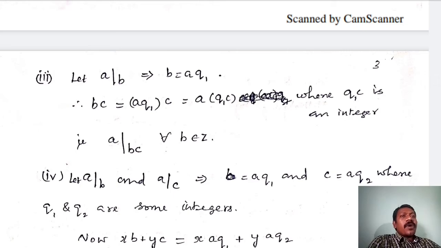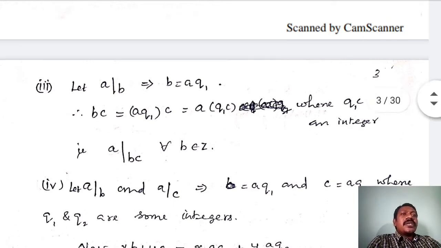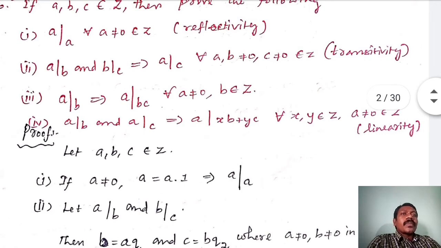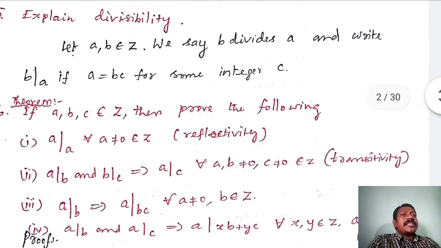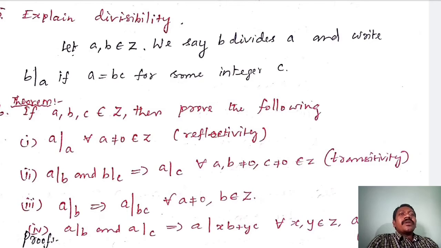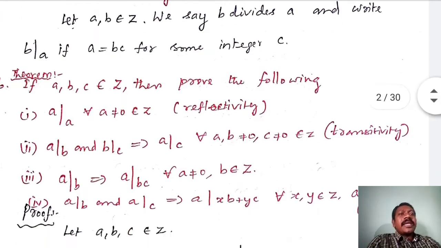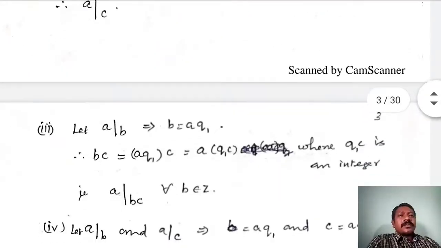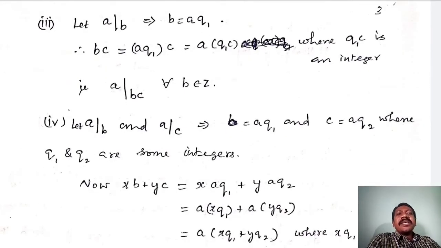Here it is in the format of the definition: if b divides a, then a equal to bc. Otherwise, if bc equal to a, then we take the small element as b, and b divides a. That is the meaning. So here also we got that. Since bc equal to a into q1c, we can write a divides bc.